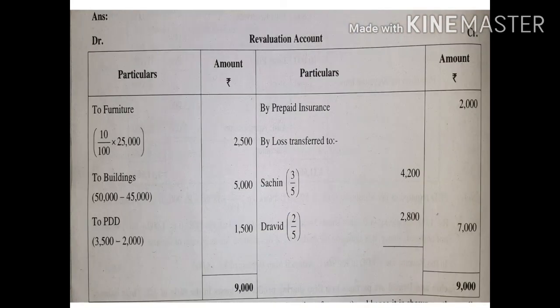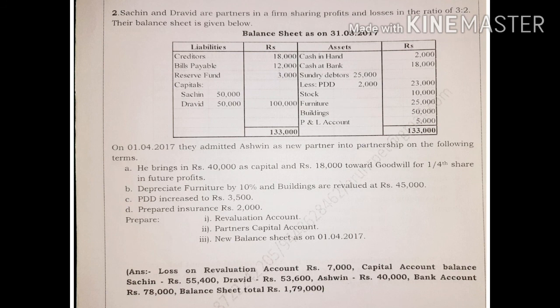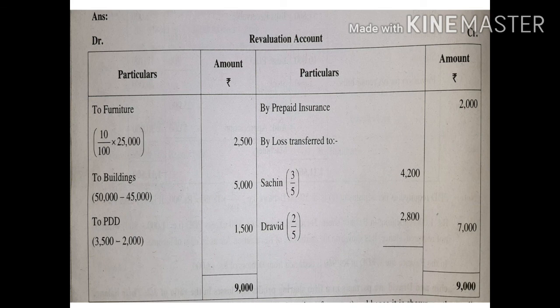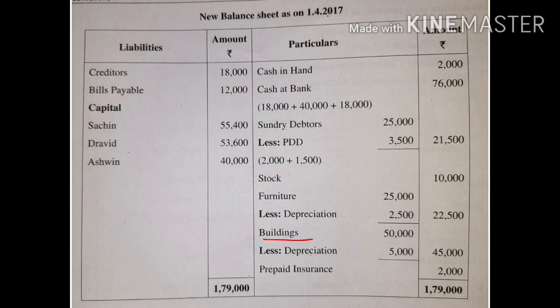Next, buildings. So buildings 50,000. Is there any change here in the value of buildings? Yes. Buildings are revalued at rupees 45,000. So we have to consider that information. Buildings 50,000 less depreciation. How much decreased? 5,000. So from 50,000 the building value decreased to 45,000. That's why 5,000 is the depreciation. So outer column 45,000.